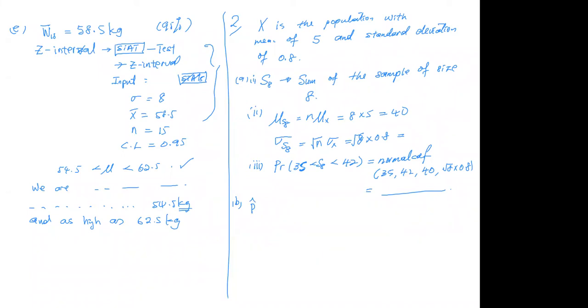So for sample proportion, when we want to predict the population proportion, what do we do? What formula is that? So this is the formula. Right? So remember this formula. Write down this formula in your notes.